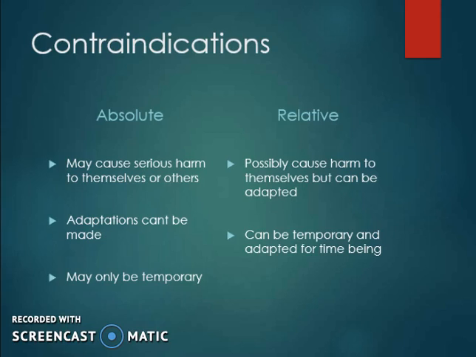It'd be too painful. On the other hand, a relative contraindication is something that could possibly harm themselves, but can be adapted in certain situations, or they just have to be mindful of this injury and have to be mindful that it may affect their performance, and could cause serious harm. But it can also be temporary, and adapted for the time being. For example, if you rolled your ankle, you may have to train a lot later than you used to.